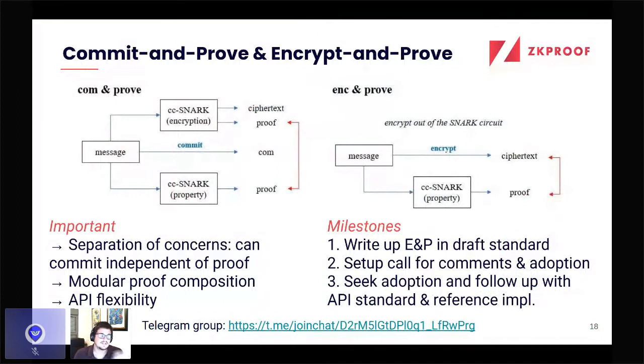What if I have the data 2 years before I have the actual statement that I want to prove on this data? The premise of Commit and Prove is that you can commit to this data at some point in time with some scheme, and then at some other point in time, you can reuse that scheme in the proof without having to reprove that the commitment is integral. So you have these two different proofs, and this is important because it gives you a separation of concerns. You can commit or encrypt independently of the proof. It gives you a modular way of composing proofs.